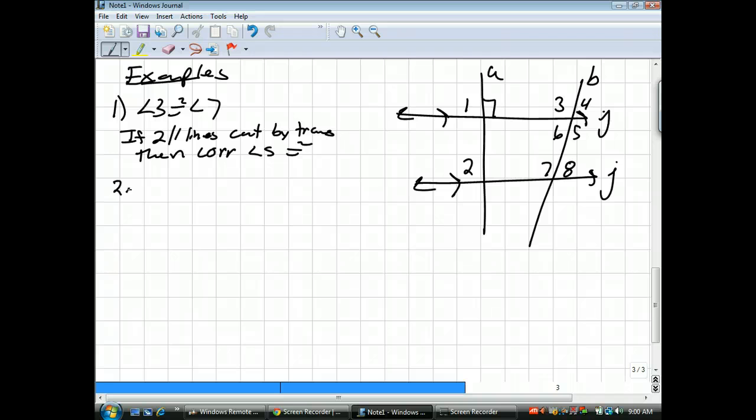Number 2, how do we know that line A is perpendicular to line K? Right, well, line A is perpendicular to line K because, I'm sorry, I guess that should be a K right here. Sorry about that. Okay.